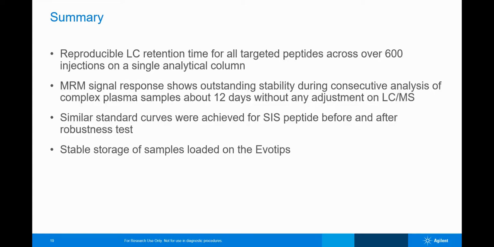With all this data, we concluded that using this Evosep One coupled to the Agilent 6495 LC triple quad, we can achieve very reproducible LC retention time for a high throughput study. And the MRM signal response showed very stable signal throughout almost 12 days of operation without any adjustment on the LC-MS system. And we can achieve a similar standard curve for the same peptides before and after the robustness test on the same single column. Since we uploaded all the samples on the Evotips before the robustness test, and then stored the tips in a 4-degree refrigerator, we didn't see obvious sample degradation during this process, so we can conclude that the sample storage on the Evotips is quite stable.